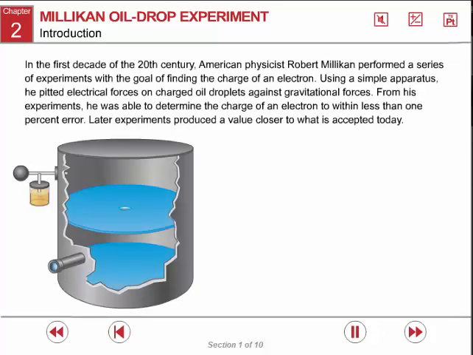In the first decade of the 20th century, American physicist Robert Millikan performed a series of experiments with the goal of finding the charge of an electron. Using a simple apparatus, he pitted electrical forces on charged oil droplets against gravitational forces. From his experiments, he was able to determine the charge of an electron to within less than 1% error. Later experiments produced a value closer to what is accepted today.